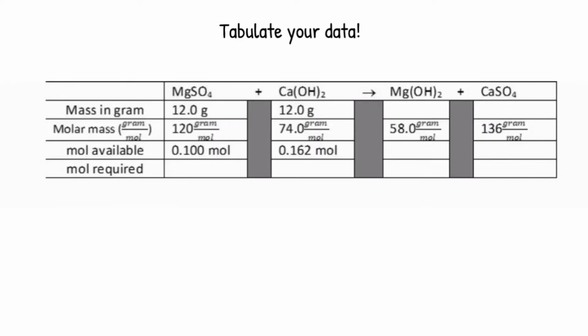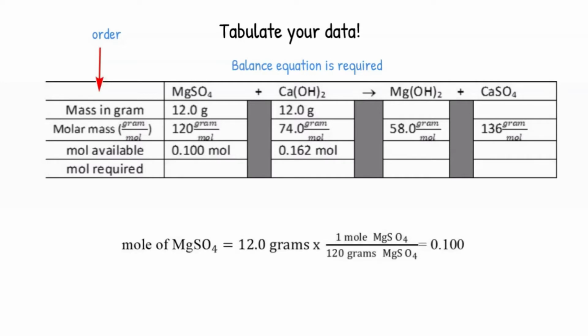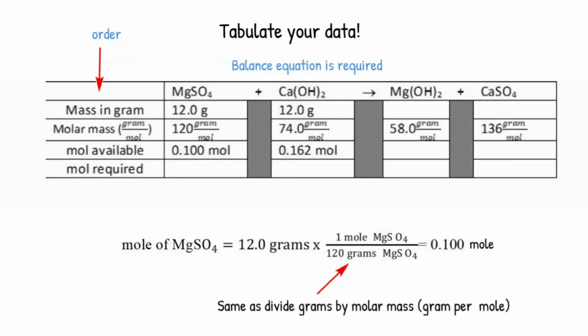One way to successfully answer stoichiometry questions is to tabulate your data so that this helps you organize your thoughts. In your table, write down the balanced equation. Include necessary data in this particular order: the mass in grams, the molar mass, and the mole available from the mass. The reason for this is that the mass in gram divided by the molar mass gives the mole.